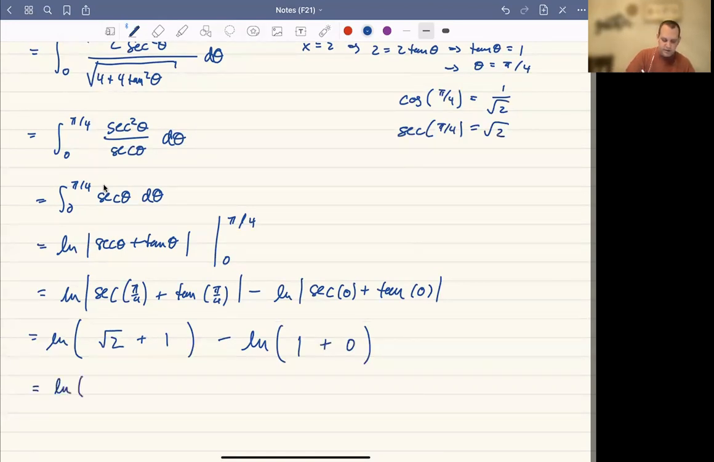So altogether, this is the natural log of the square root of 2 plus 1. So the natural log of the square root of 2 plus 1. Okay, so that's definite integrals with trig substitutions.